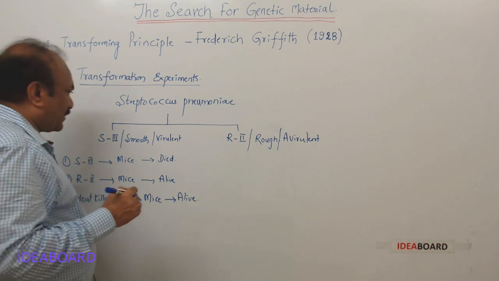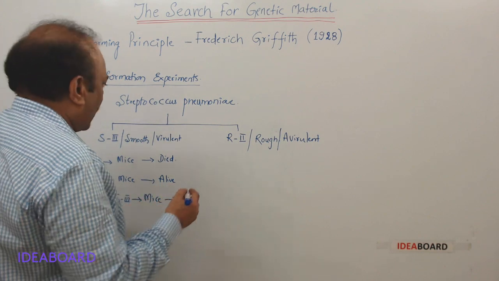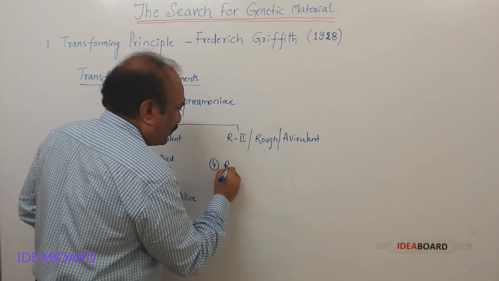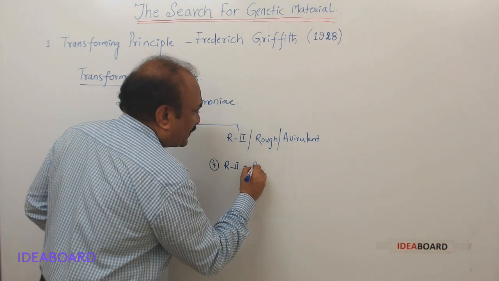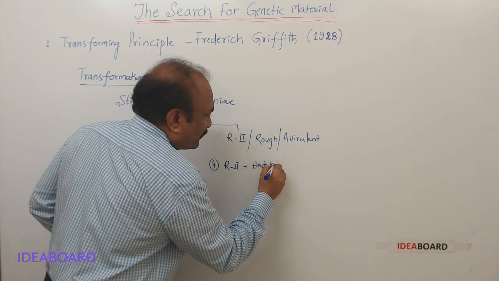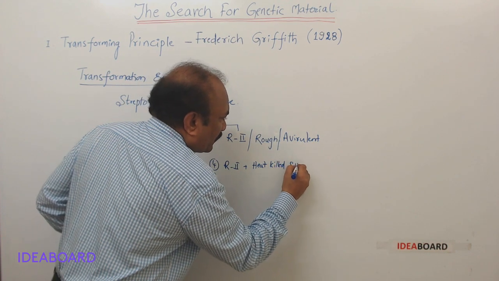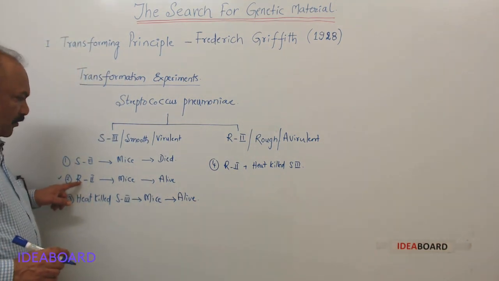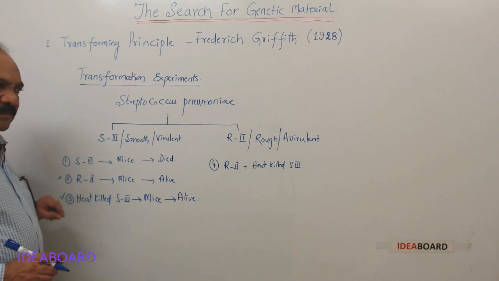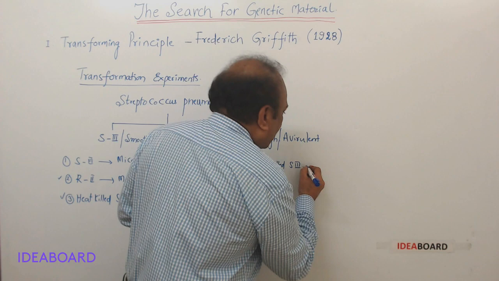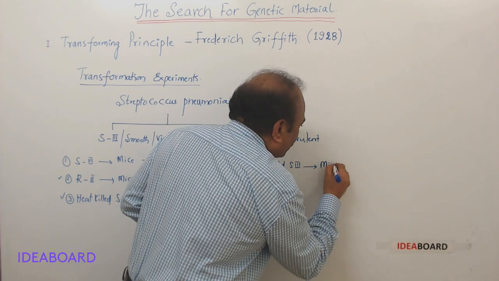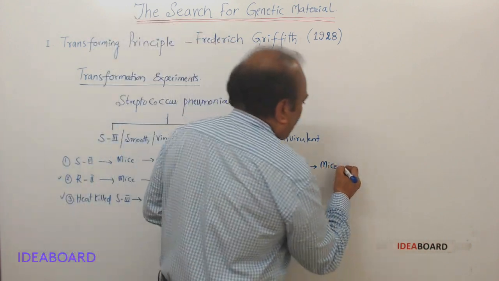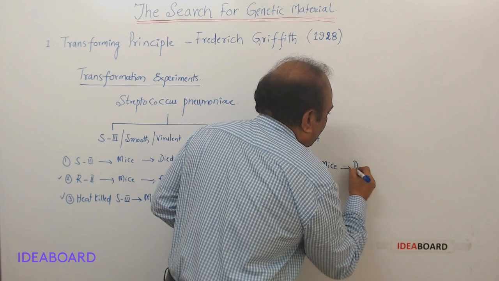Later, he made a mixture of R2 cells plus heat-killed S3 cells. Of course, we already know that both of them are harmless. But when this mixture was injected into the mice, the mice got pneumonia and they died.